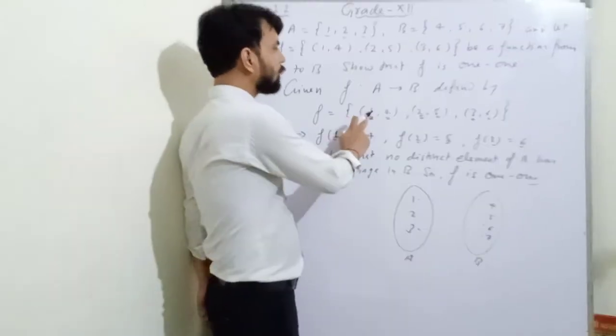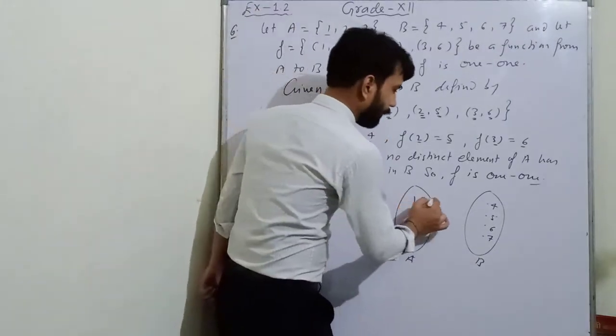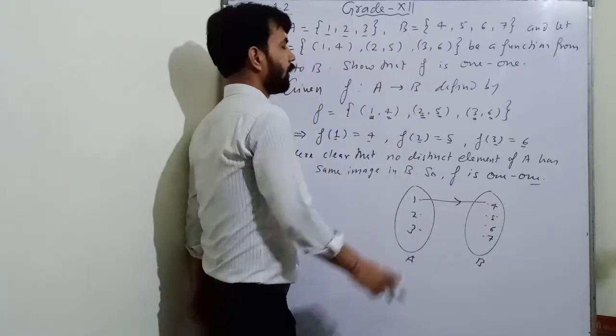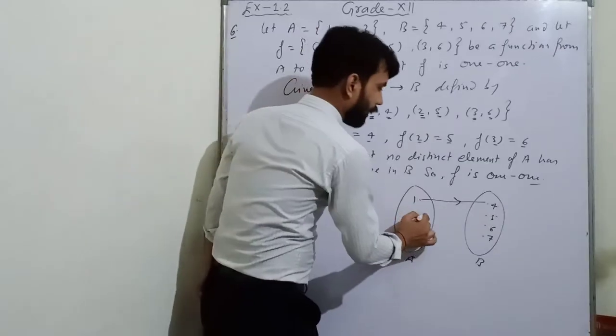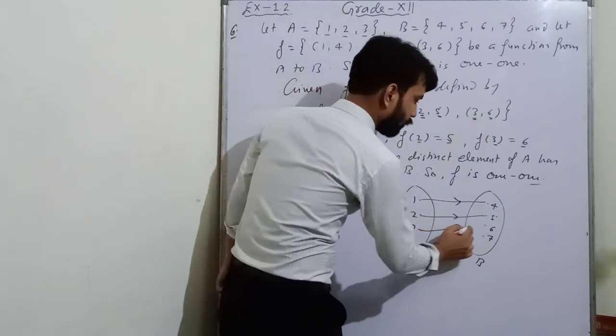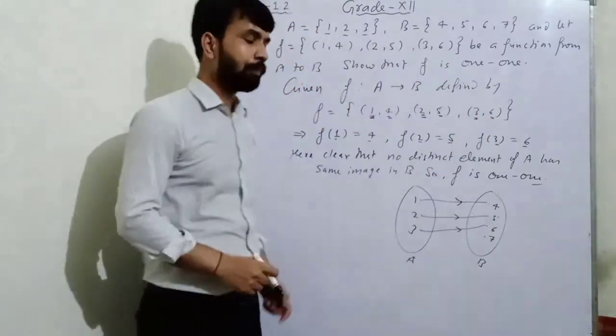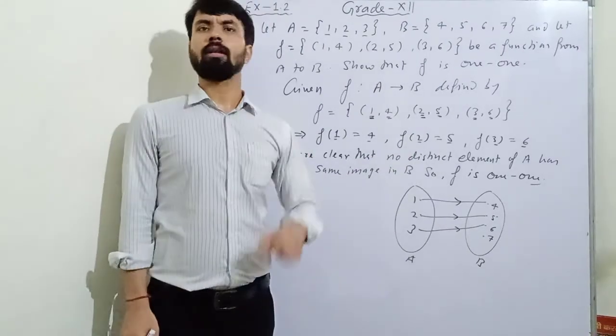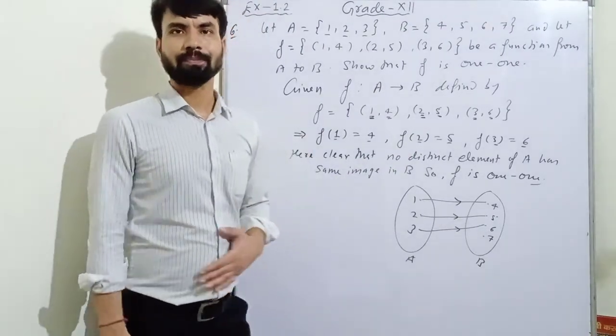So see, the image of 1 is 4. The image of 2 is 5. The image of 3 is 6. Now tell me, will this function be onto or not? Tell.